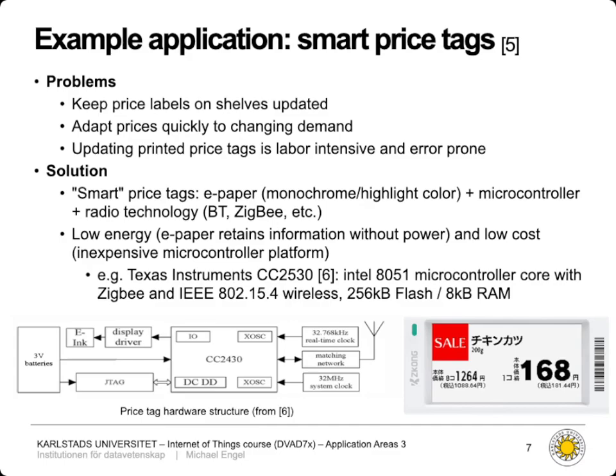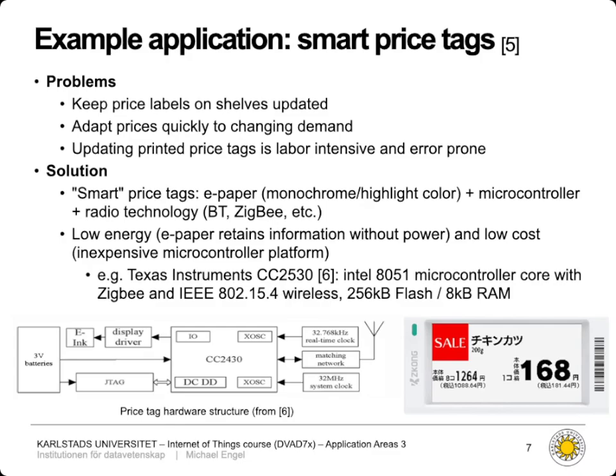Now, with IoT technologies, we have an advantage. Of course, we have cheap, wide range wireless technology, so you will be able to reach all parts of your store. For example, with Zigbee, IEEE 802.15 wireless, or maybe also Bluetooth solutions for smaller stores. So this would enable you to have autonomous tags that can be updated over radio.